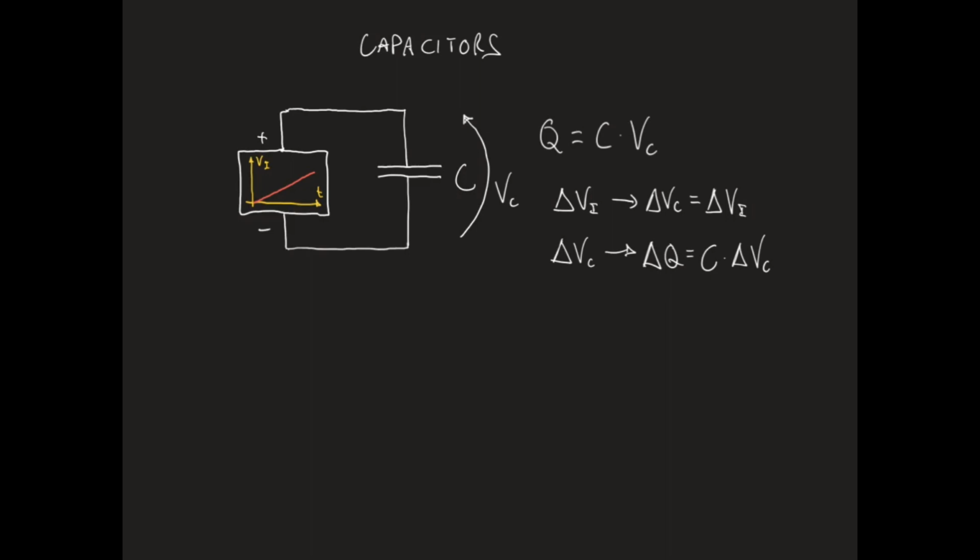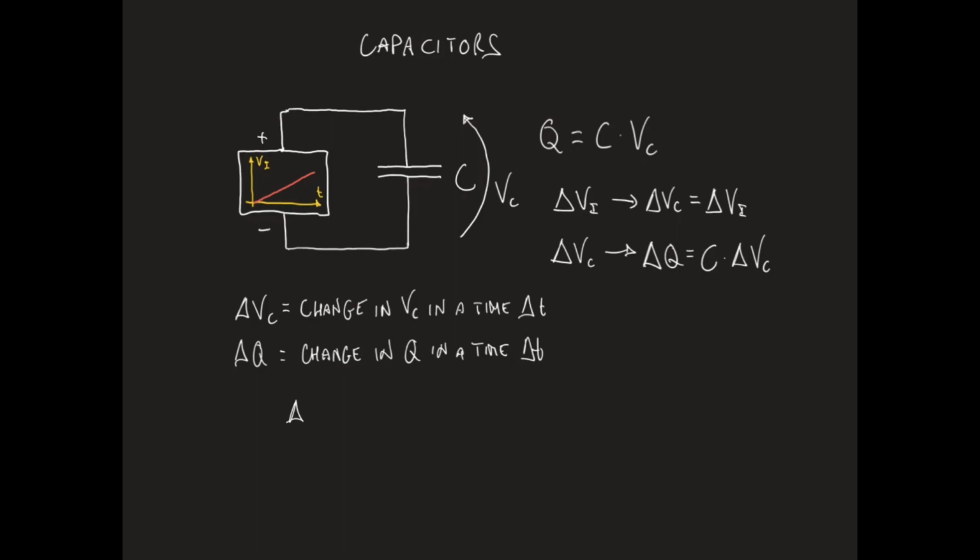Let's assume that delta Vc is the change in the voltage across the capacitor taking place in a time delta t. In the same time, the charge on the plates of the capacitor changes by delta Q. We can eventually say that the rate of change of charge, delta Q over delta t, is equal to the capacitance C times the rate of change in Vc.